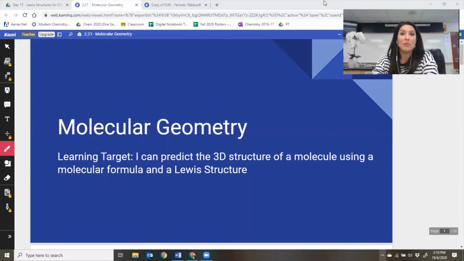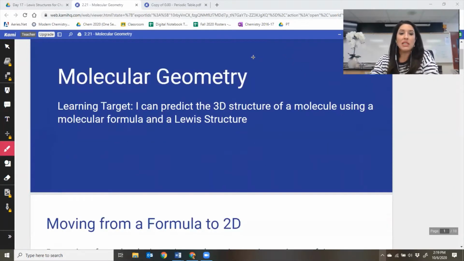Today, we are going to be talking about molecular geometry. So by the end of this video, I hope that you'll be able to predict the 3D structure of a molecule using its molecular formula and its Lewis structure to identify the number of bonding regions, non-bonding regions, and be able to look up on a table what geometry it might have. Later on in class, we're going to be learning how to predict that without a table, but for today, we're just going to be learning how to identify bonding regions and non-bonding regions.